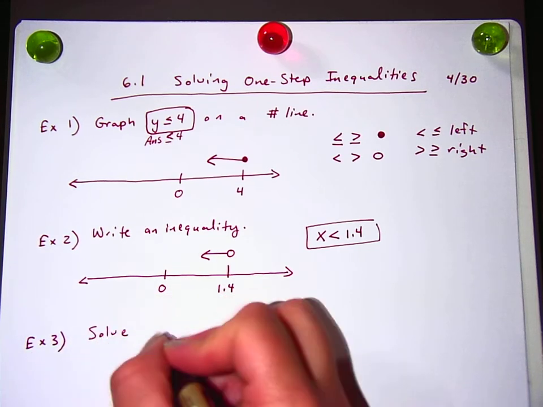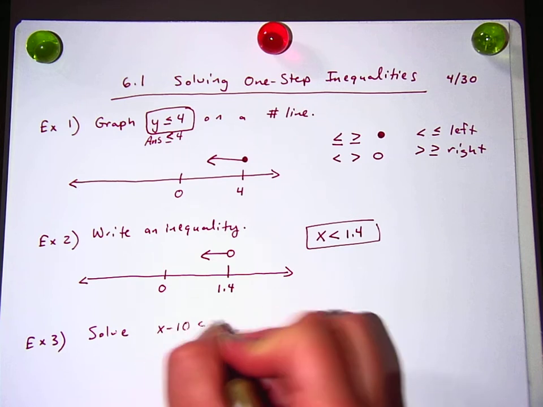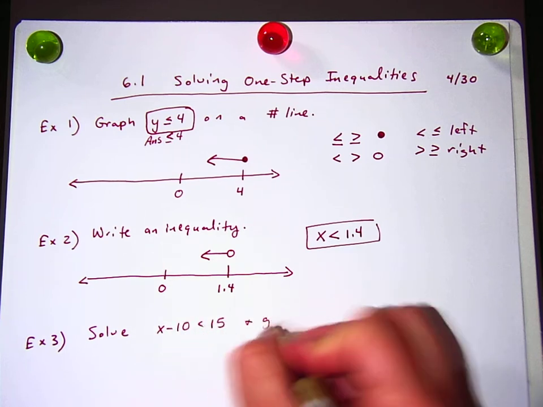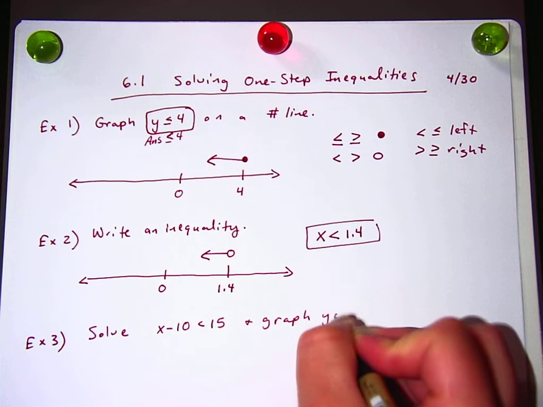Example 3. Solve x minus 10 is less than 15 and graph your answer.